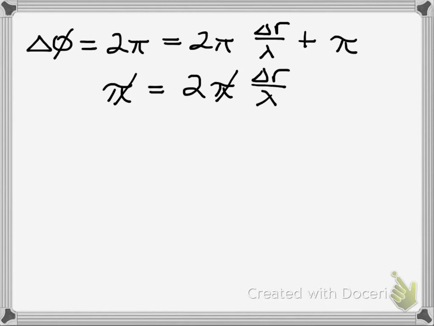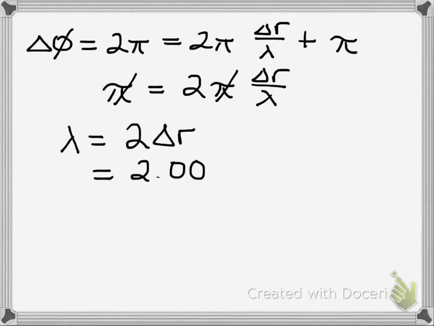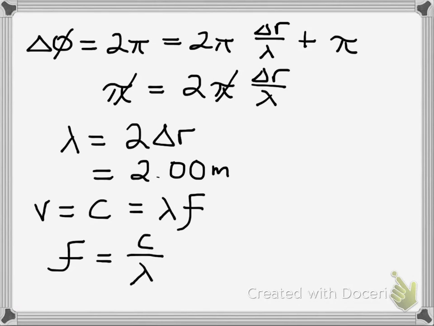Now what we're interested in finding out here is what the wavelength is. So we'll multiply both sides by the wavelength, and that'll give us the wavelength is equal to twice the path length difference. Our path length difference was 1 meter, so that means our wavelength will need to be 2 meters in order for our initial conditions to be satisfied. Now, in order to figure out what frequency this is, we have to relate it to the speed. This is radio waves, so that means we're talking about light. So our frequency will be the speed of light divided by the wavelength.